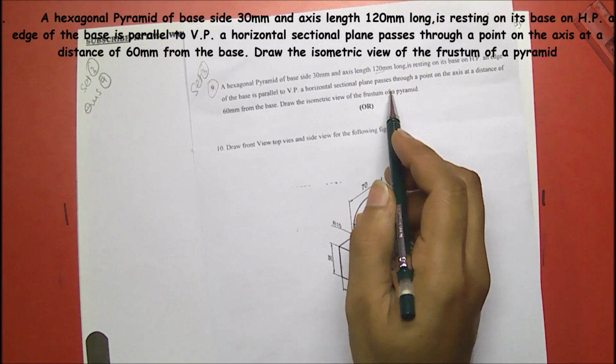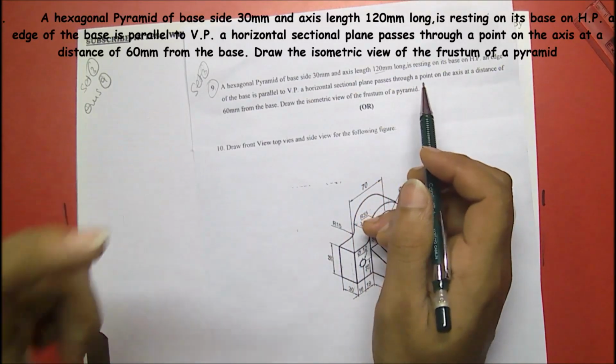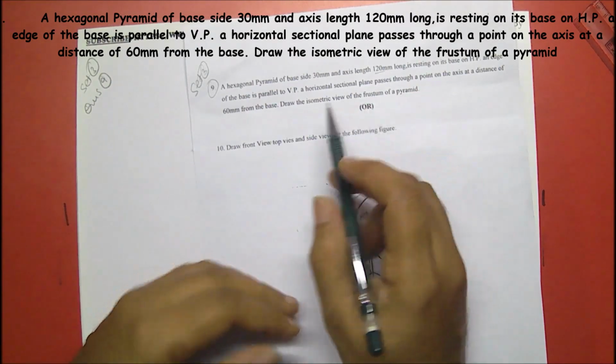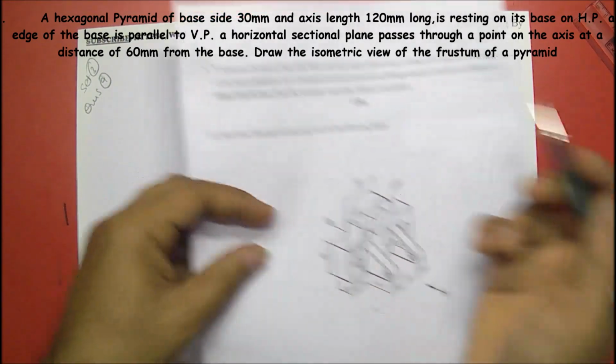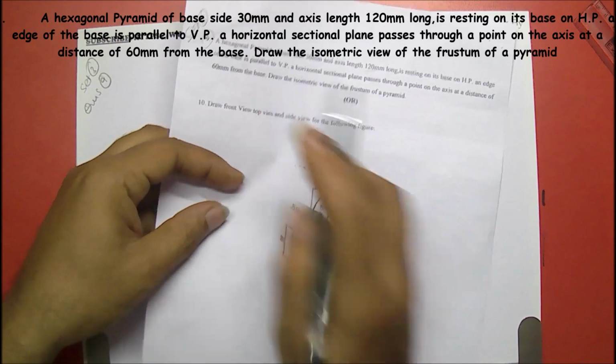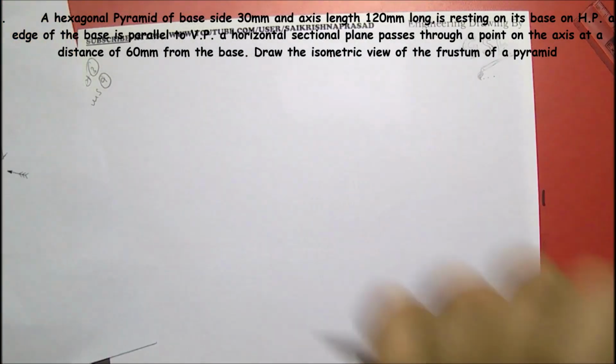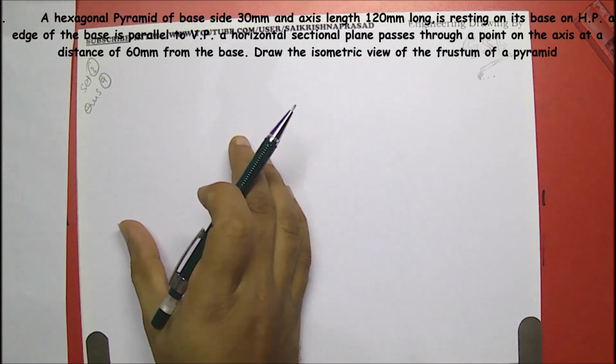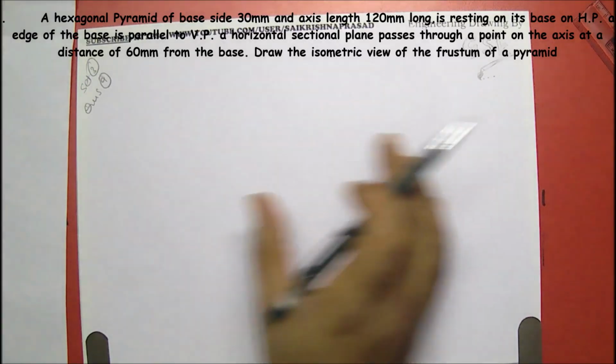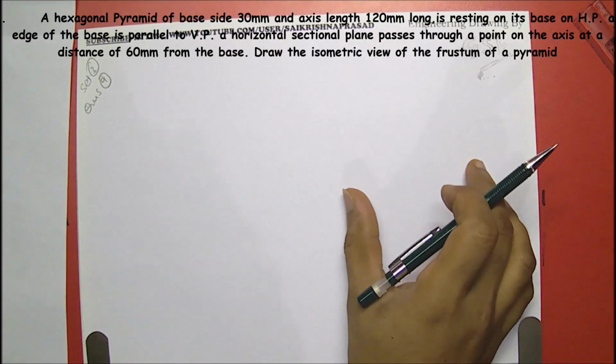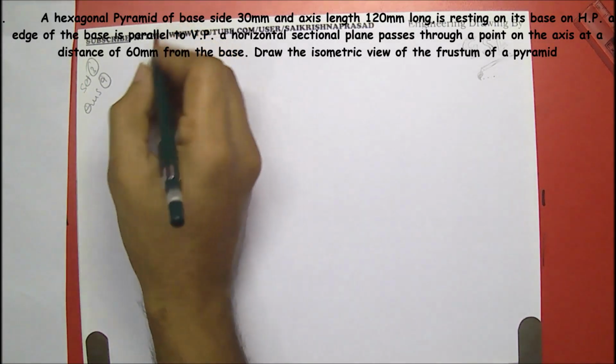Means we have to draw the projection of a remained pyramid when you sectioned horizontally, at 60 mm from the base. So for this we have to draw first the orthographic projections, then we have to go for the isometric projection of these type of frustum figures.